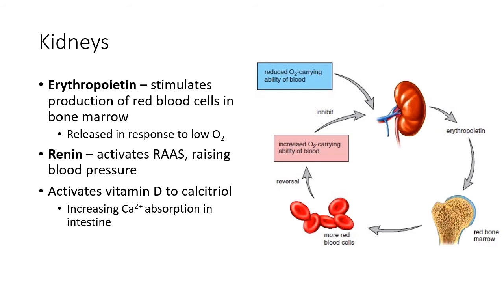I should mention erythropoietin, that's abbreviated EPO. That's one of the drugs that's frequently abused by athletes to increase their performance, because it increases how many red blood cells they have, how much oxygen their blood can carry. That increases their endurance.